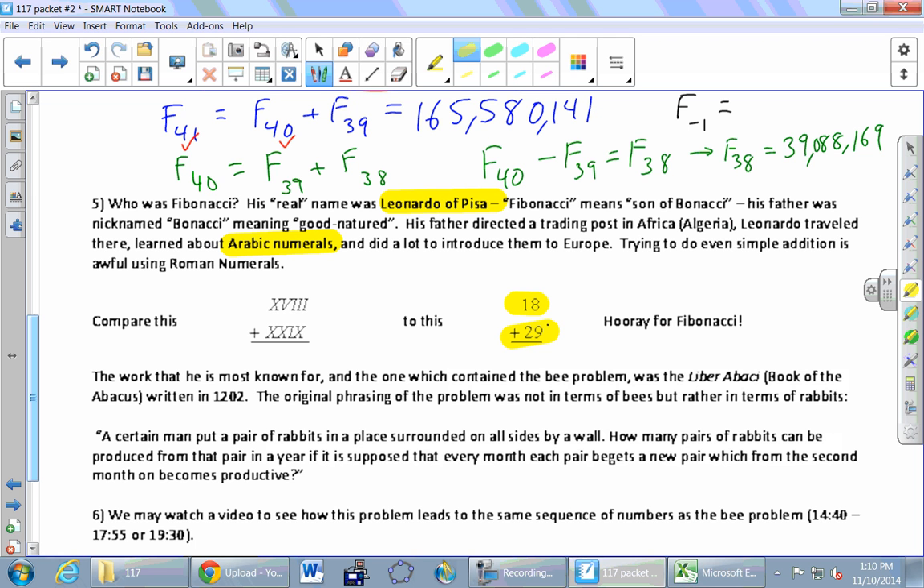Those are Arabic numerals. What number is this right here in Roman numerals? XVI. Do we know these Roman numerals? X is 10, V is 5, and the I is 1. What about this one? XXIX. Yeah, how do we get 29 out of that?